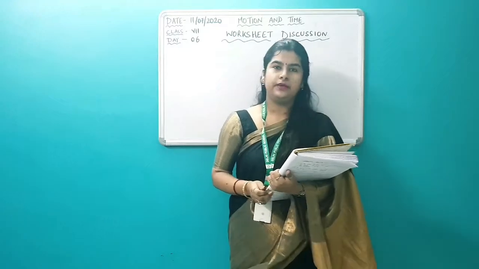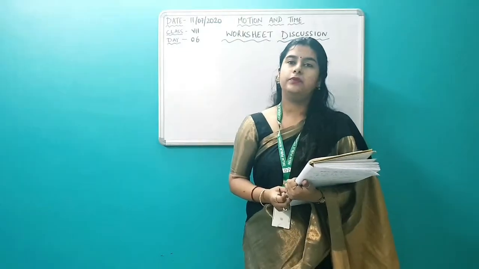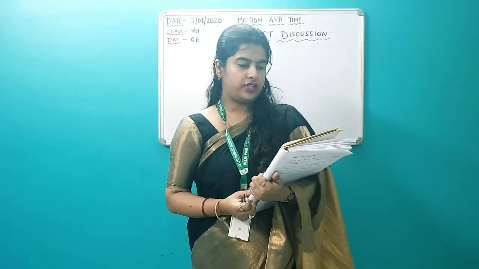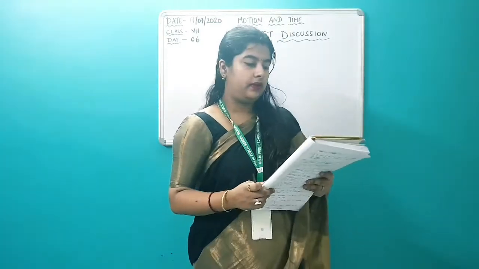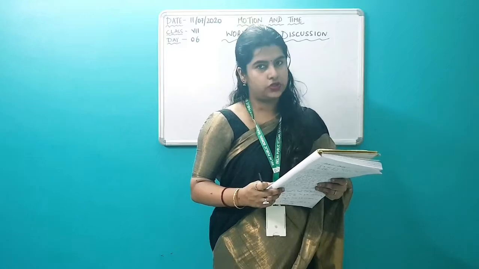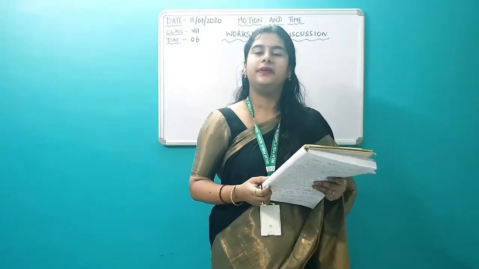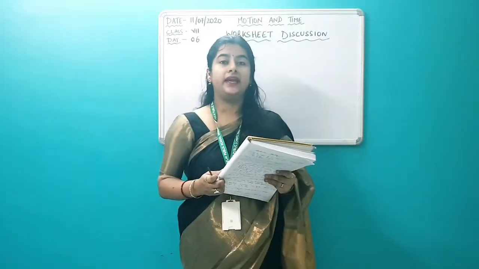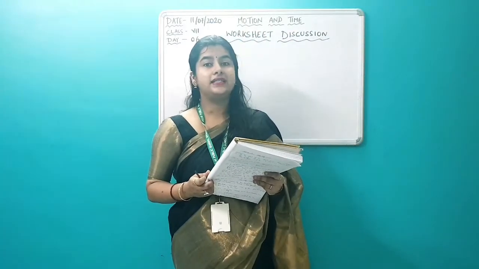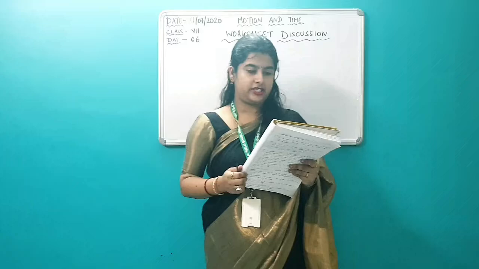Starting with worksheet number 1 of the chapter Motion and Time. The first question: write the type of motion in each of the following. Motion of a child on a seesaw. The answer is periodic motion. Motion of a child in a merry-go-round. The answer is circular motion.